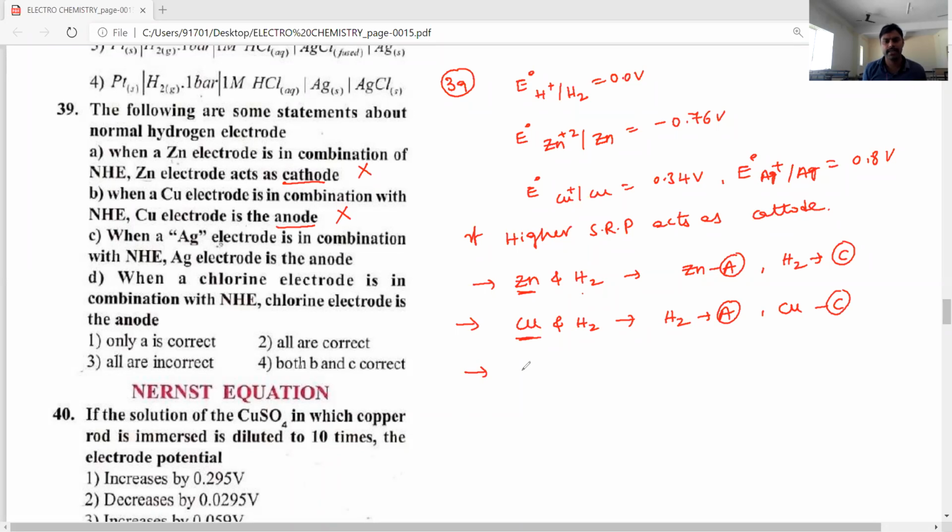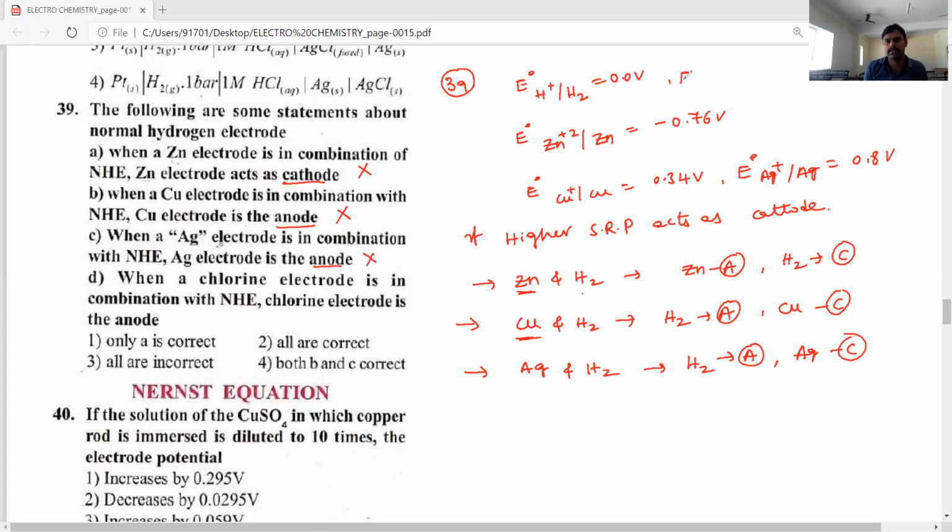Now let's compare silver and hydrogen. The silver and hydrogen, if you compare, hydrogen is lower SRP and silver is more SRP. So the hydrogen is anode and silver metal acts as a cathode. So in this case also, they gave that silver acts as an anode, but silver is a cathode. So this statement also is wrong.